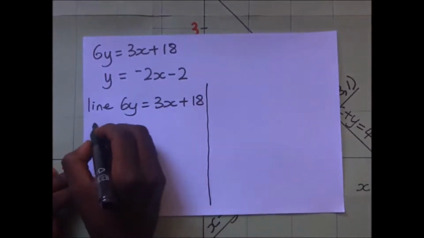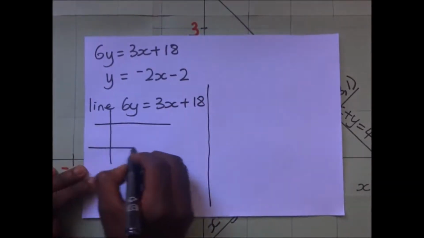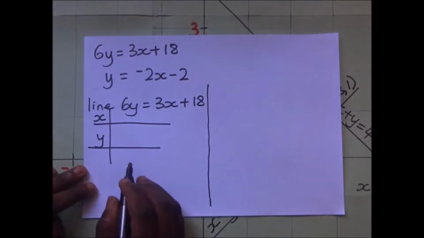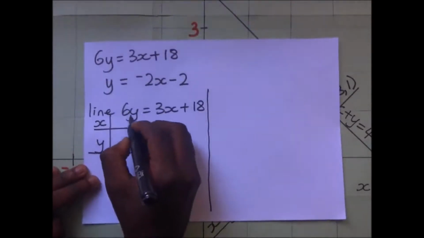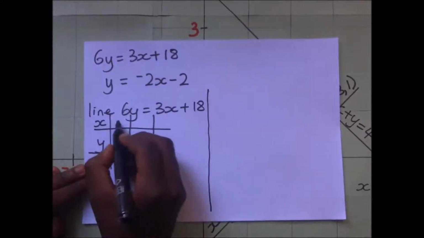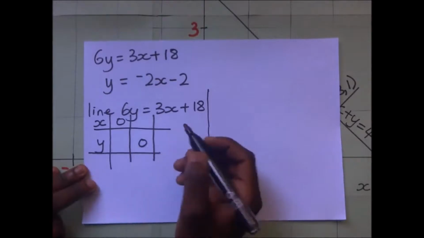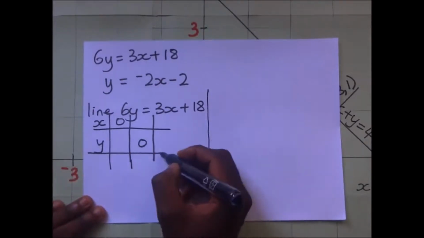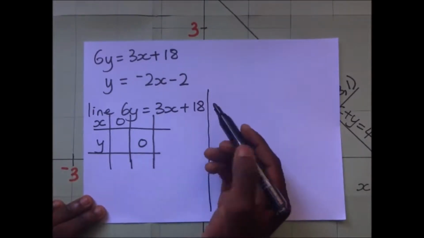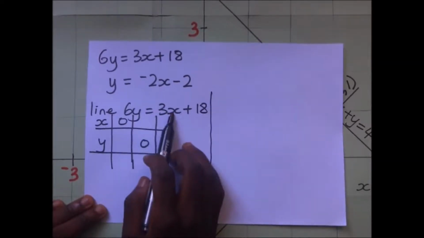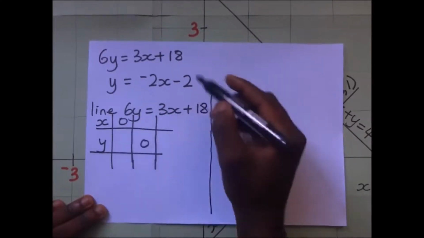Again, we shall draw our table here. This is our value of x and our value of y. We shall seek to find when x is 0, what is y? And then when y is 0, what is x? So we shall do some side work here. When our value of x is 0, if you look at this equation, what is our value of y?